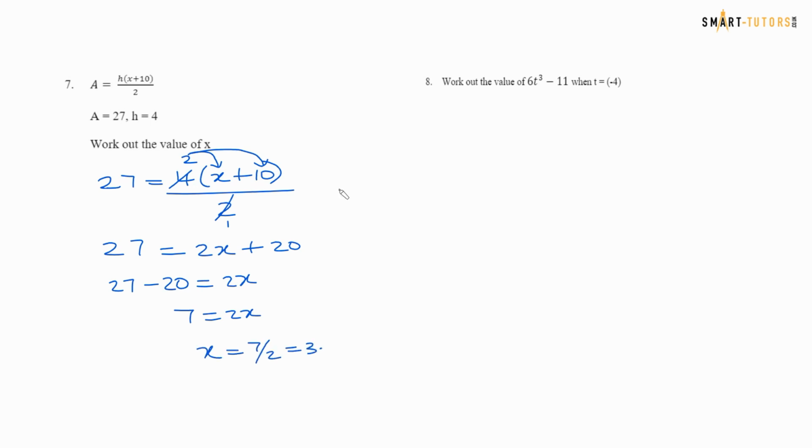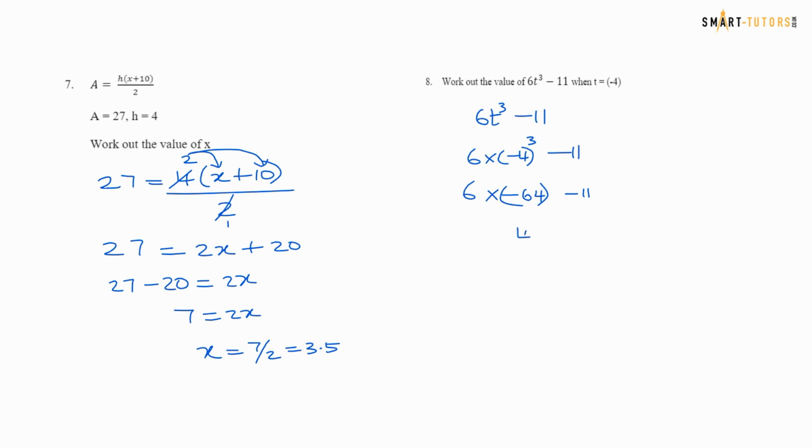Work out the value of 6t cubed minus 11. 6 times minus 4 cubed minus 11. So 6 times minus 4 times minus 4 times minus 4. So 4 cubed with the minus is minus 64. Then minus 11. I put this in brackets because it's a times.